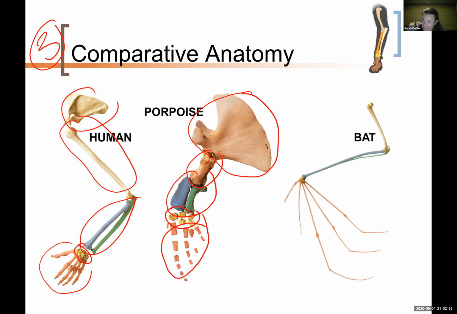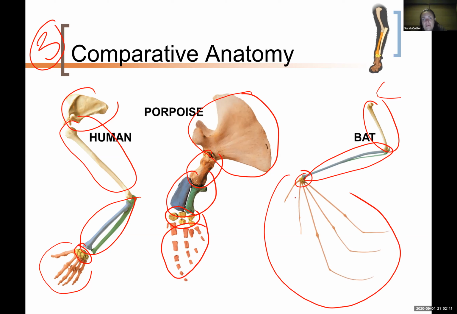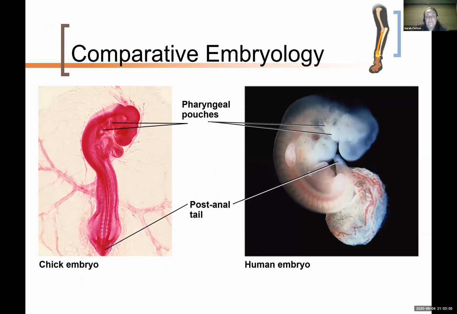is the same. Even in the bat, where the scapula is missing, there's the humerus, radius, ulna, little wrist bones, finger bones, hand bones, and they use theirs for flying. Okay, so that's comparative anatomy. You can look at two organisms that are alive now, and just look at their anatomy and ask what's similar, what's different, how similar are things?